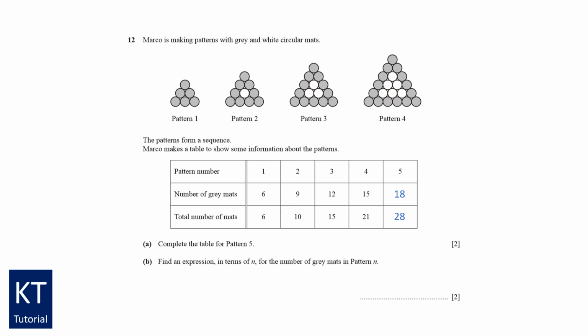Next, find an expression in terms of n for the number of gray mats in pattern n. With the pattern adding by plus 3 in succession, the expression will have the element of 3n. When n equals 1, the expression will be adjusted by another plus 3 for it to equal 6.